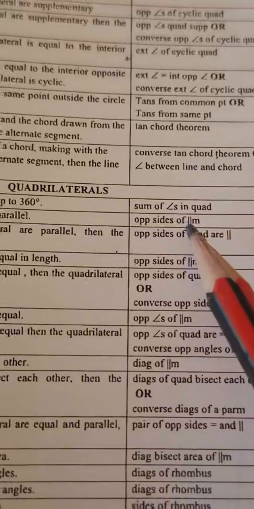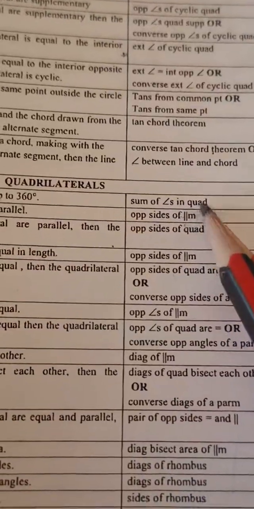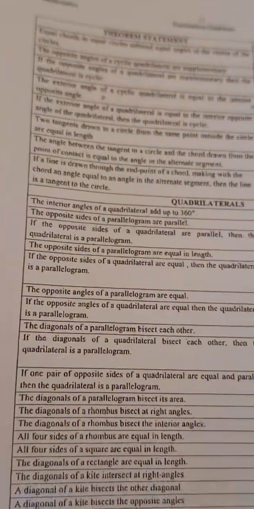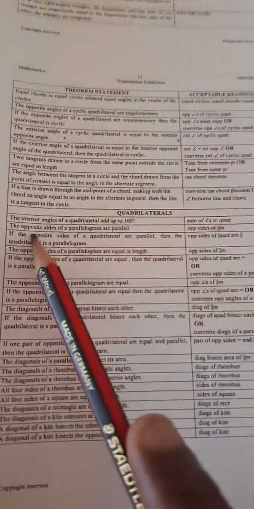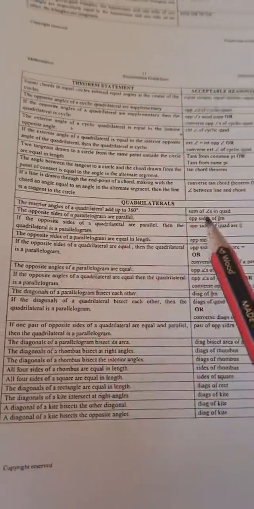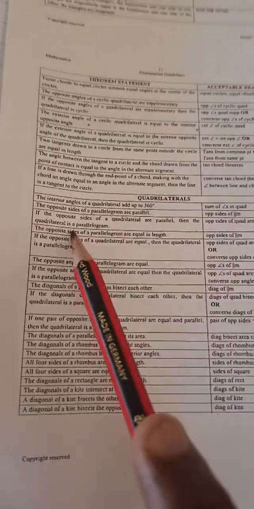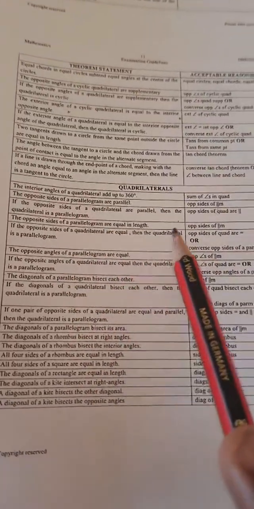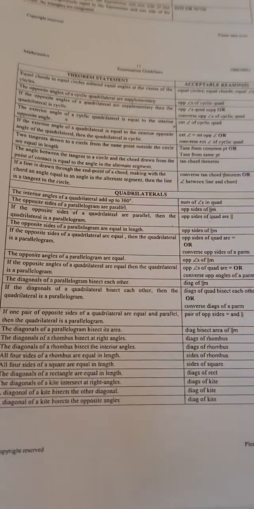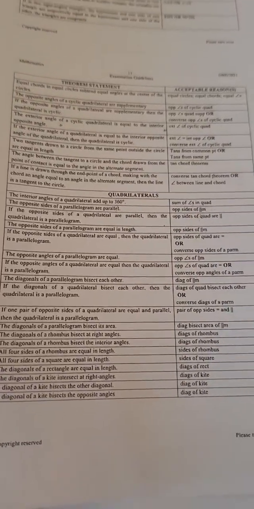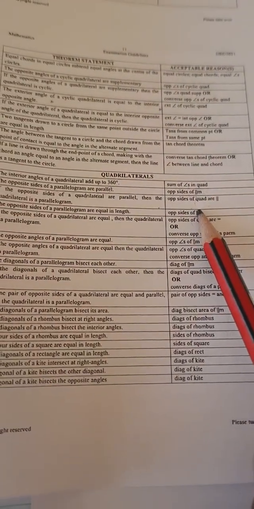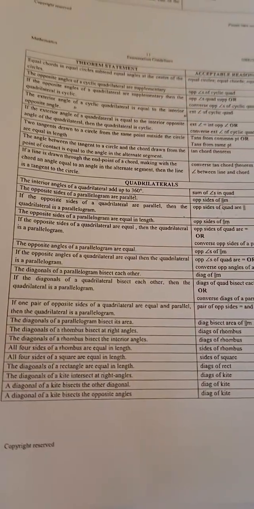That means parallelogram: opposite sides of parallelogram. Short reason. To prove that a quadrilateral is a parallelogram, that's the acceptable reason. The opposite sides of a parallelogram are equal in length. This reason is the same as that one. So when opposite sides are parallel or opposite sides are equal in length, we use the same standard reason: opposite sides of parallelogram.